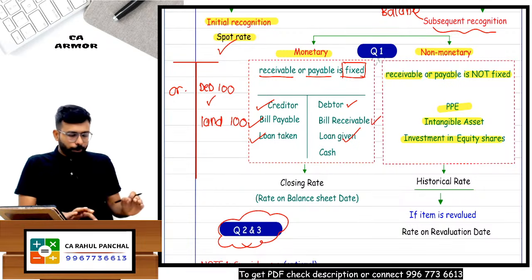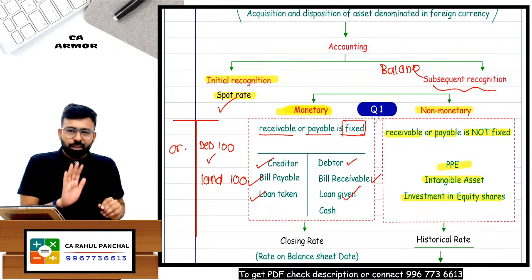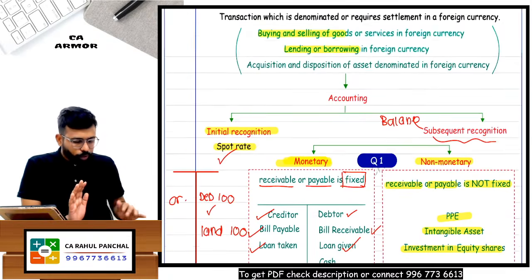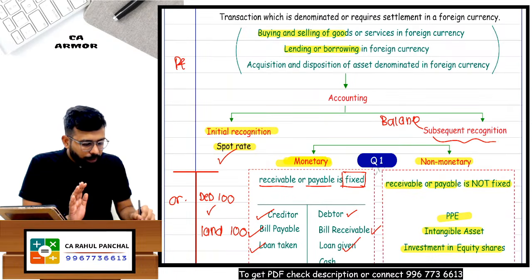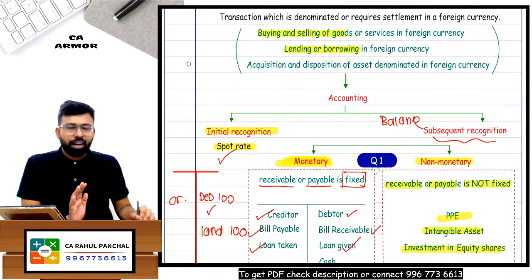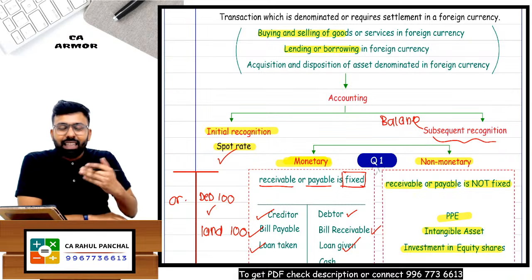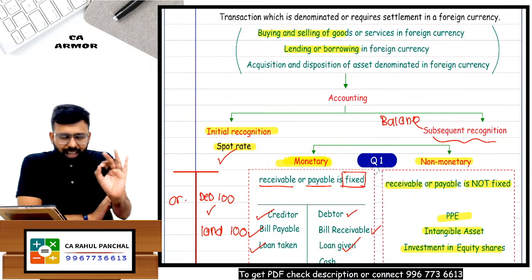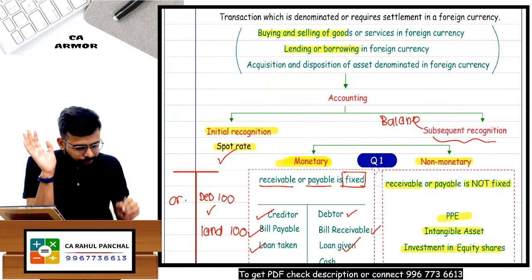Okay. So now, whatever your monetary items, understand one more thing. Whatever item comes in the P&L account, these are not changed. Let me give you the idea. You will understand.